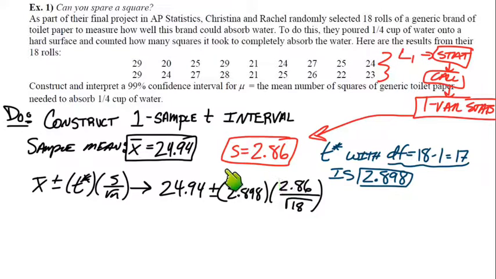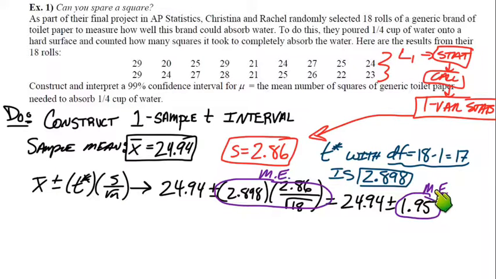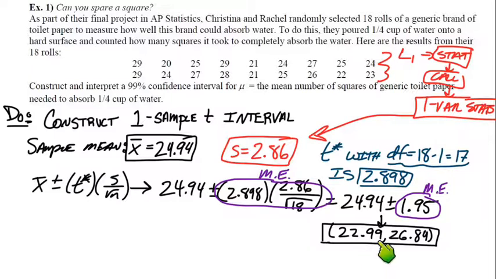And then I'm going to go ahead and find this product right here, which is 1.95. I always like to show that because that is the margin of error. So that plus minus piece, that's our margin of error. The x bar, the 24.94, you would call that the point estimate. All right, so now we're ready to give the interval in interval notation, which would be 22.99 all the way up to 26.84.